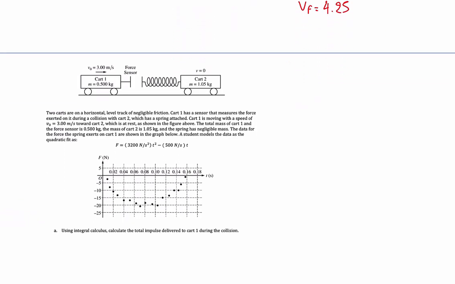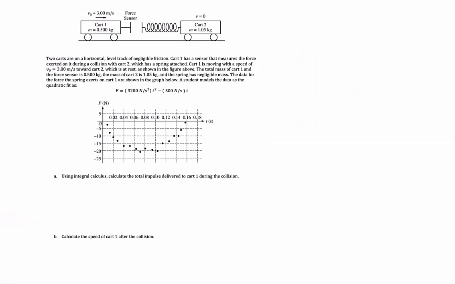And our last question on this topic, from a past ATS exam. We have a cart 1 that is about to collide with another cart that is at rest. Now, this question in the past had more topics that are related to more of term 2 material, but we know that the force is given as a function of time, 3200 t squared minus 500 t.